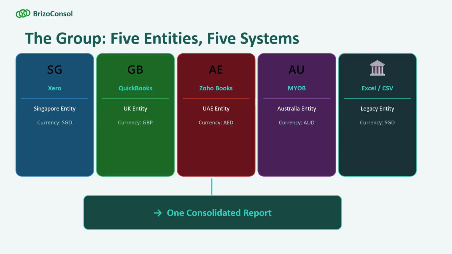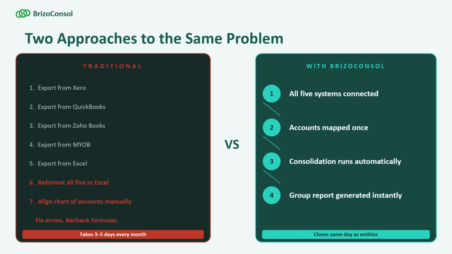Let's walk through a realistic scenario. Imagine a group with Singapore entity on Xero, UK entity on QuickBooks, UAE entity on Zoho Books, legacy entity using Excel. Traditionally, month-end process: export reports from each system, reformat everything into Excel, align chart of accounts manually, convert currencies manually, fix errors and mismatches, recheck formulas, finalize consolidation. This can take days. With a unified consolidation layer.